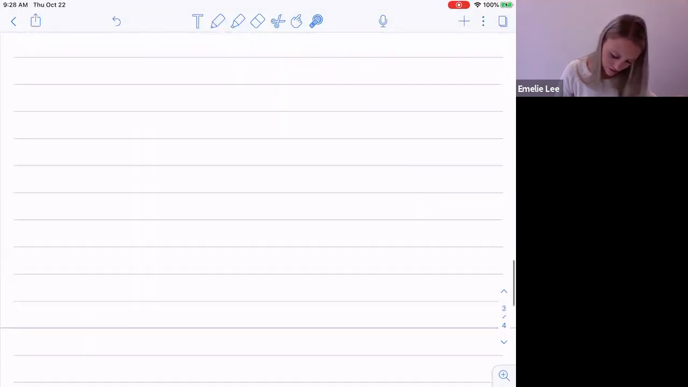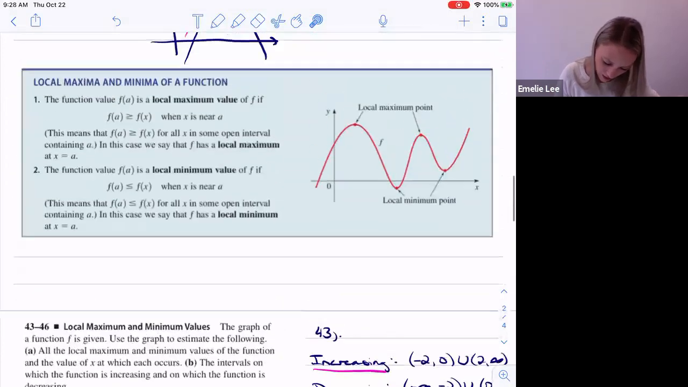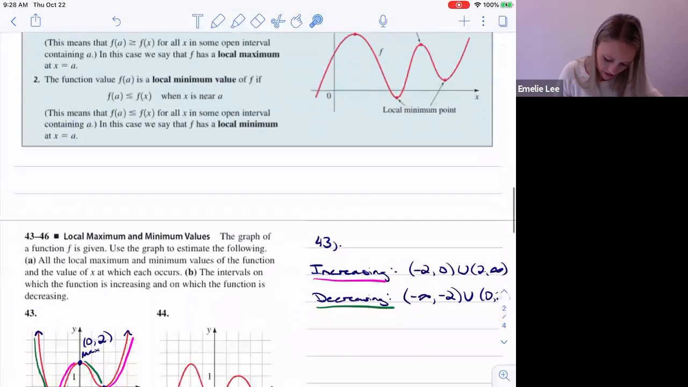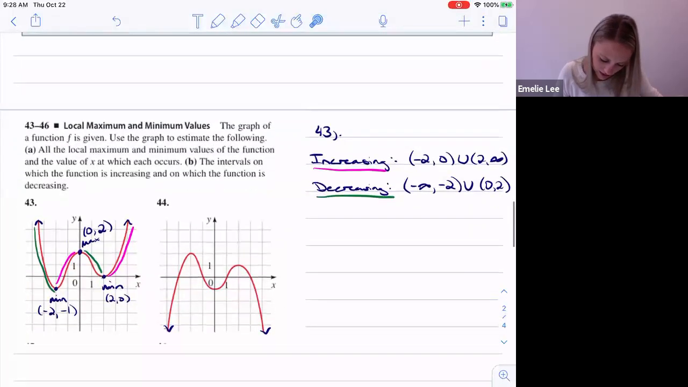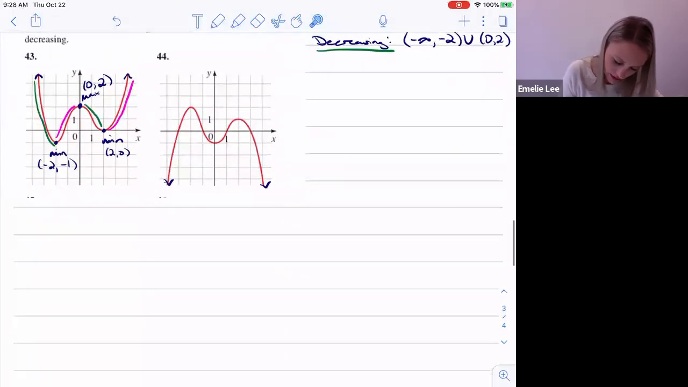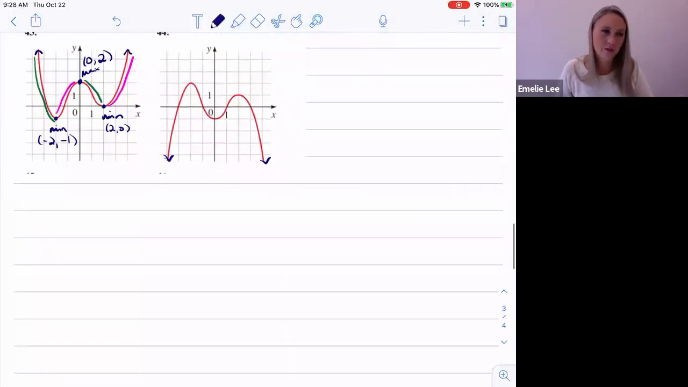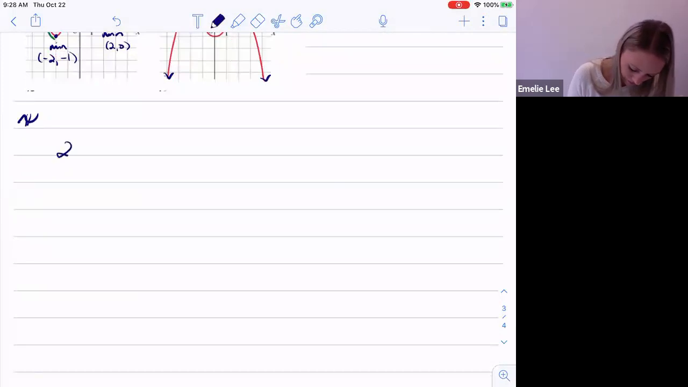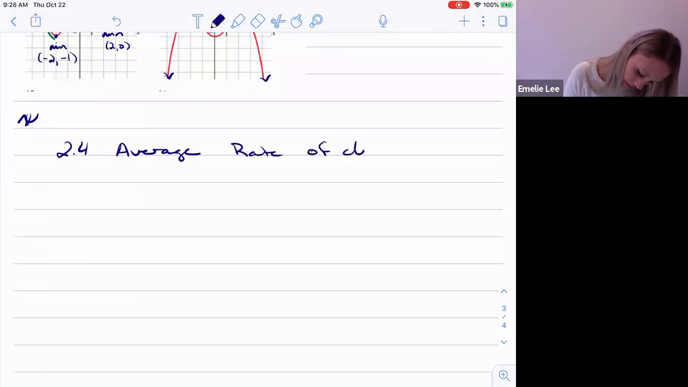So, oh no. What can I do here? We're going to start a new section, so that's why I usually start a fresh page, but I'll do it down here. Seems like a waste of space. The average rate of change of a function.